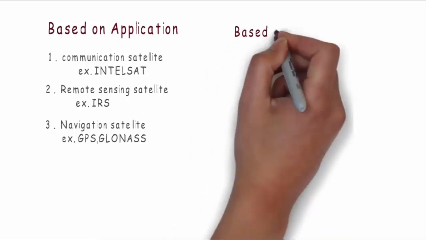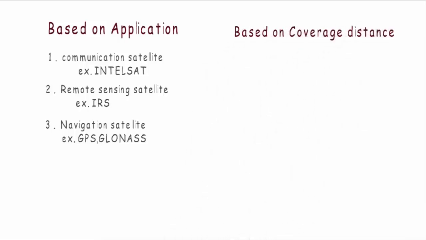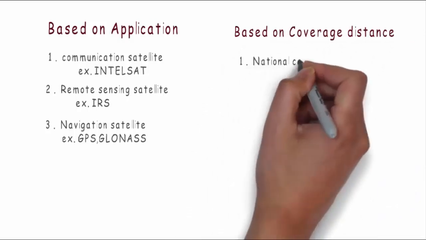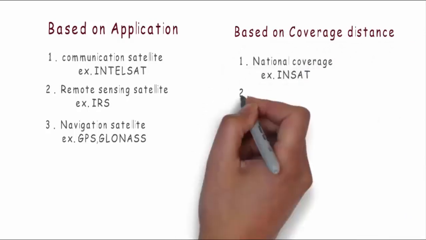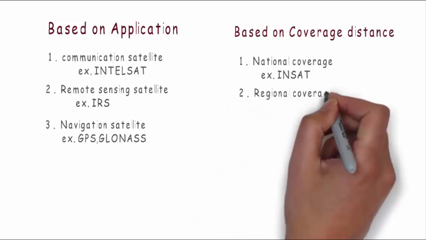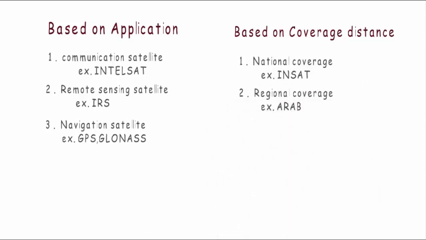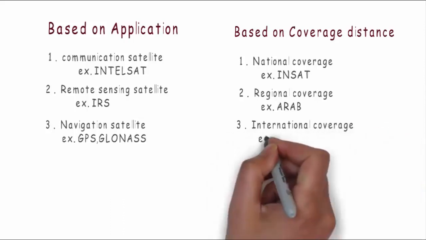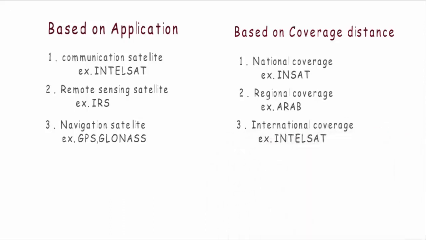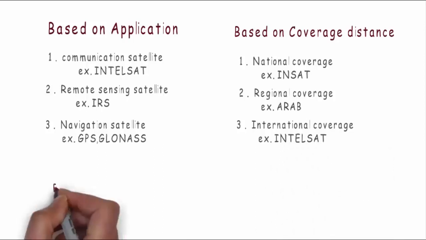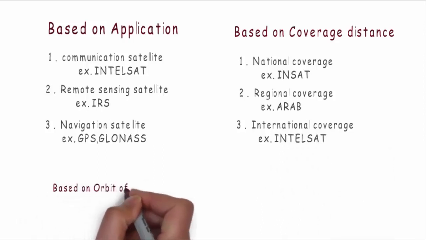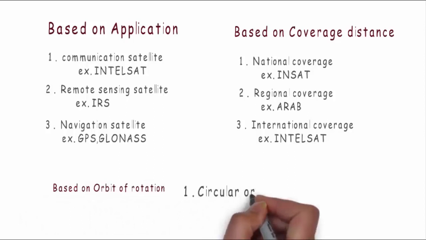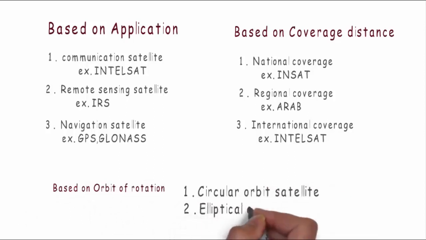Based on coverage distance, satellites can be divided as national coverage satellite like INSAT, regional coverage satellite like Arab satellite for Gulf countries, and international coverage satellite like Intelsat, that is International Telecommunication Satellite. Based on orbit of rotation, satellites are circular orbit satellite and elliptical orbit satellite.